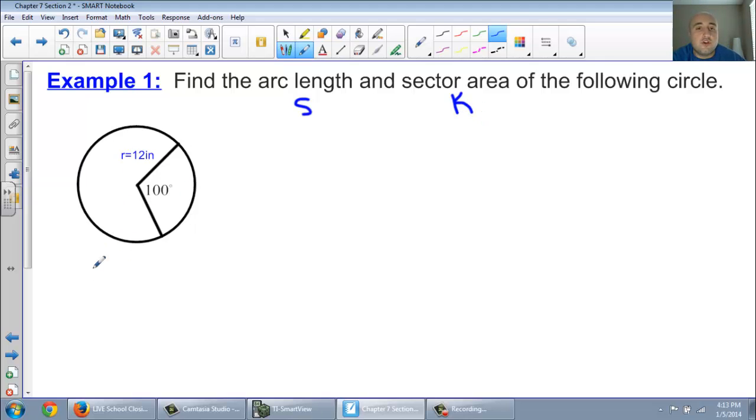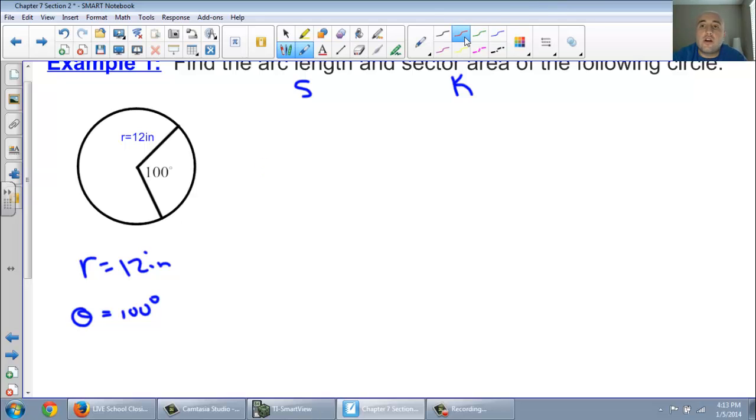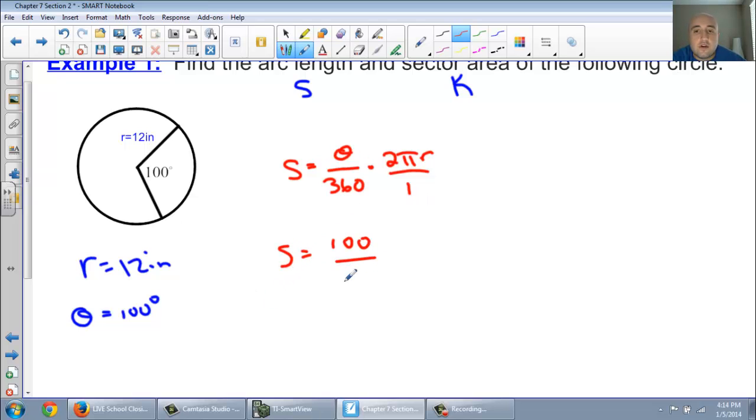If we notice, we are given r equals 12 inches, and we're given theta is 100 degrees. So we're in degrees, so we're going to use the degree formulas. Let's first do our S formula. S equals theta divided by 360 times 2 pi r. I always put that over 1, so I have two fractions. Let's fill in everything that we know. So S equals, what's theta? 100 over 360 times 2 times pi times r. What's r? r is 12, so 12 divided by 1.